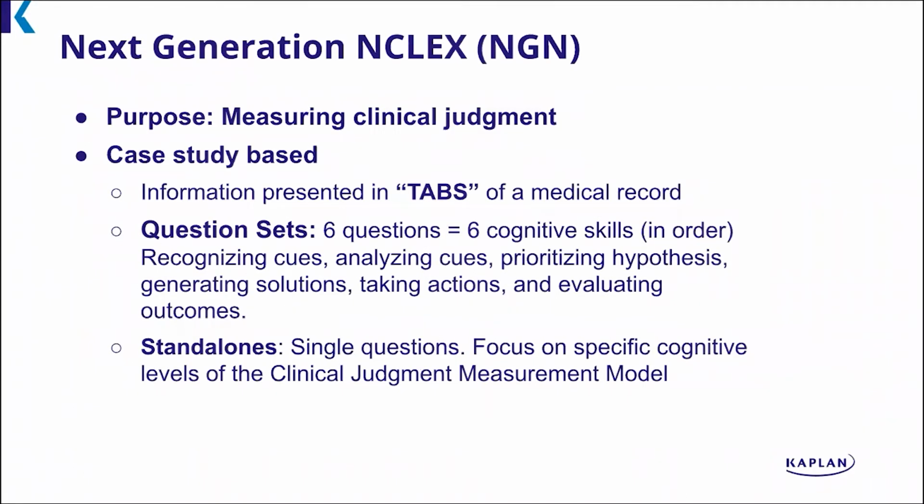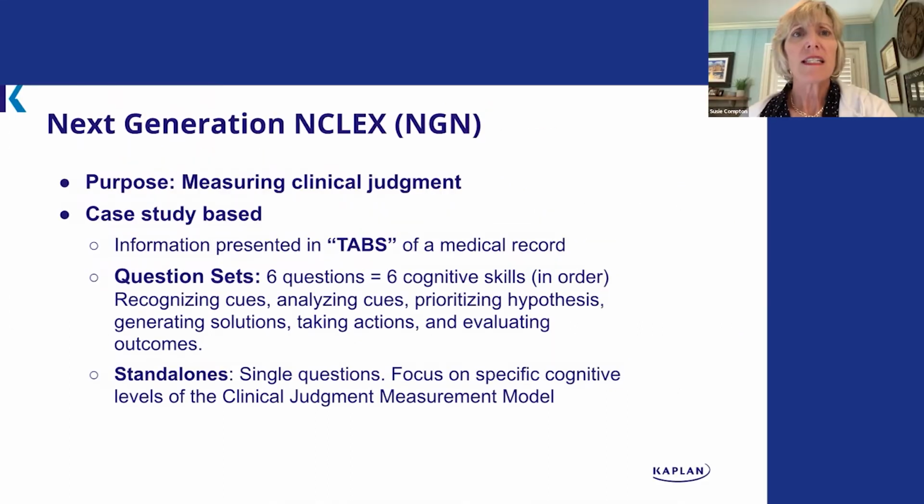When the next generation NCLEX or NGN launches in April of 2023, 20% of the questions will be designed to measure your ability to make clinical judgments. These NGN case studies will be composed of information presented in the form of medical record tabs. Then you will be asked questions to determine your ability to recognize cues, analyze cues, prioritize what is most important or most concerning, then make a plan and provide interventions for the client. You will also evaluate your actions and the client's response.